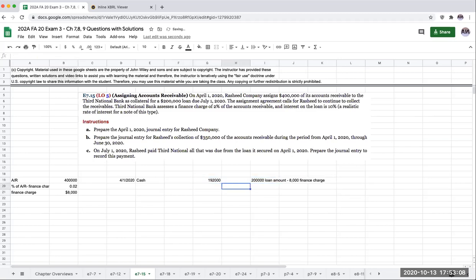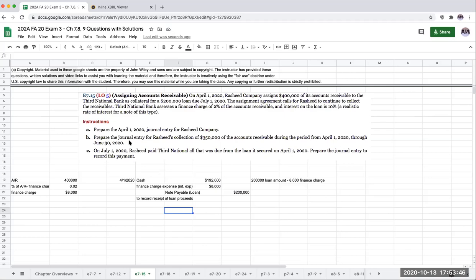So the note payable, or the loan, is going to be $200,000. And then I'm going to have either finance charge expense or interest expense, and this is going to be $8,000. And this is to record receipt of loan proceeds. So this is what we're going to do on April 1st for Rashid.